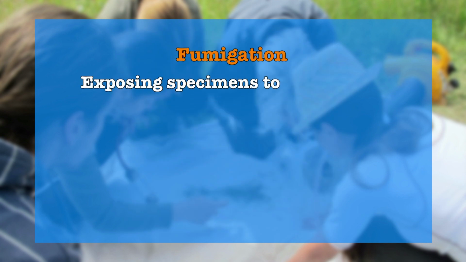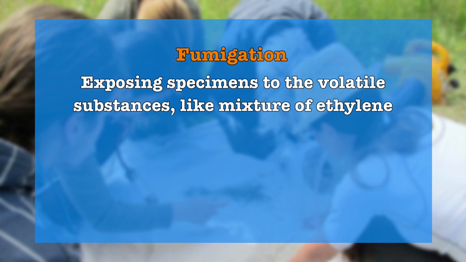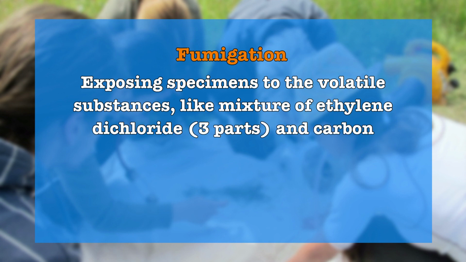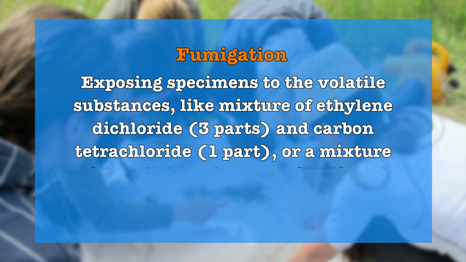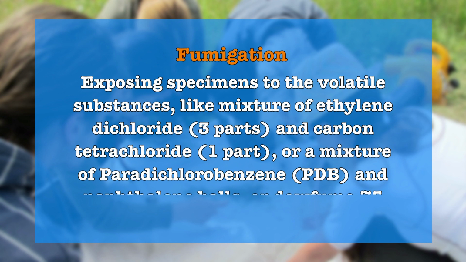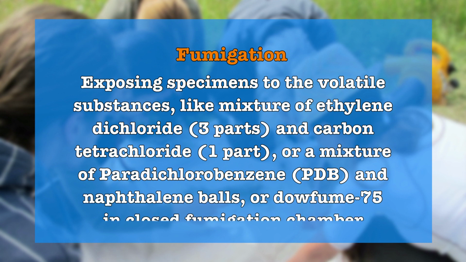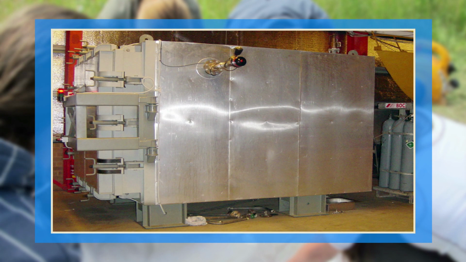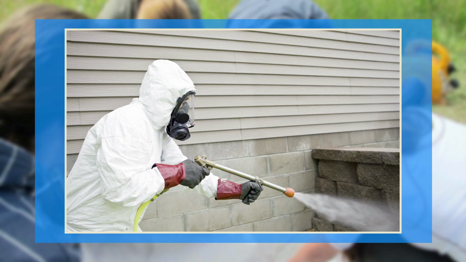Fumigation. Fumigation involves exposing specimens to volatile substances like a mixture of ethylene dichloride and carbon tetrachloride, or a mixture of paradichlorobenzene and naphthalene balls, or Dowfume 75 in a closed fumigation chamber. The herbarium specimens are kept in the fumigation chamber for 7 to 10 days. The fumigation chamber should not be opened during the period of fumigation.